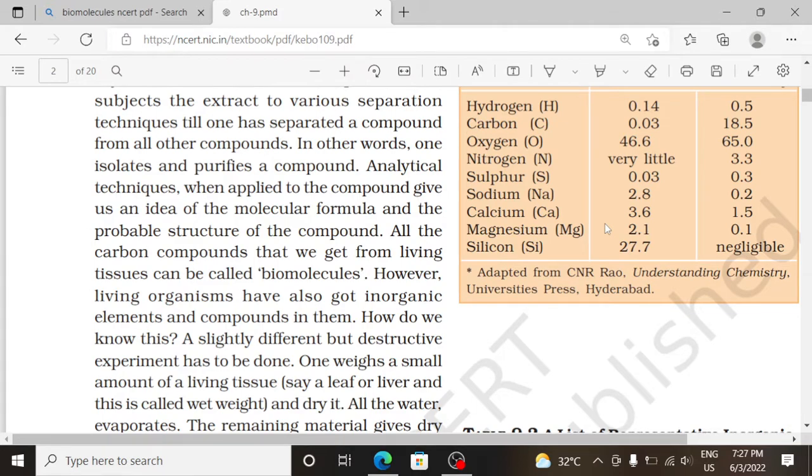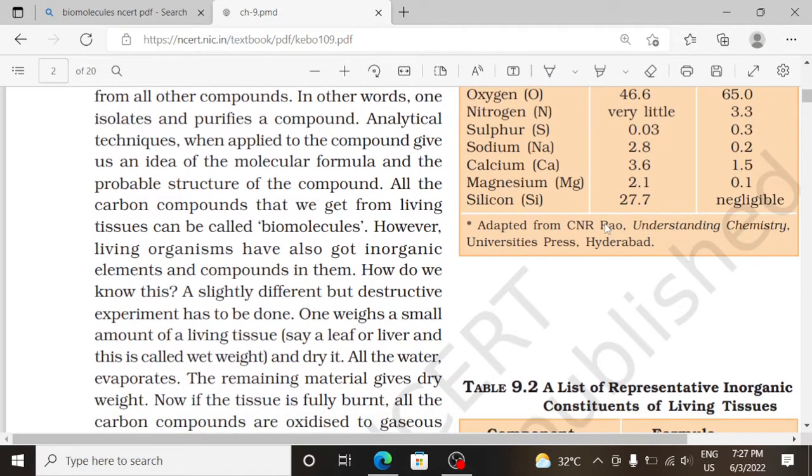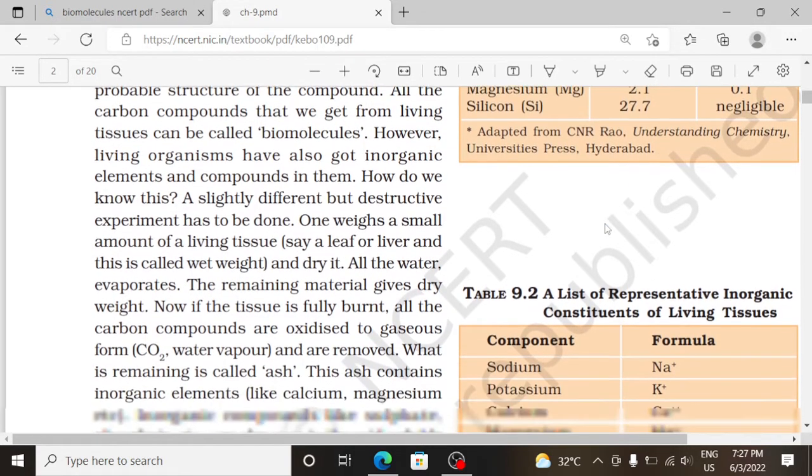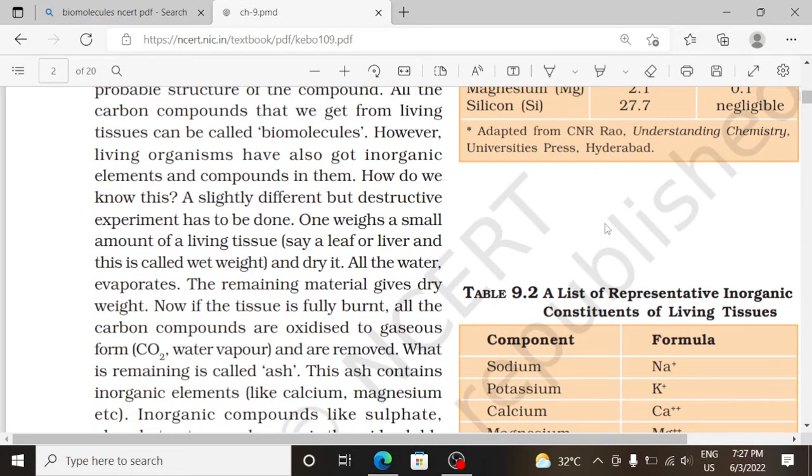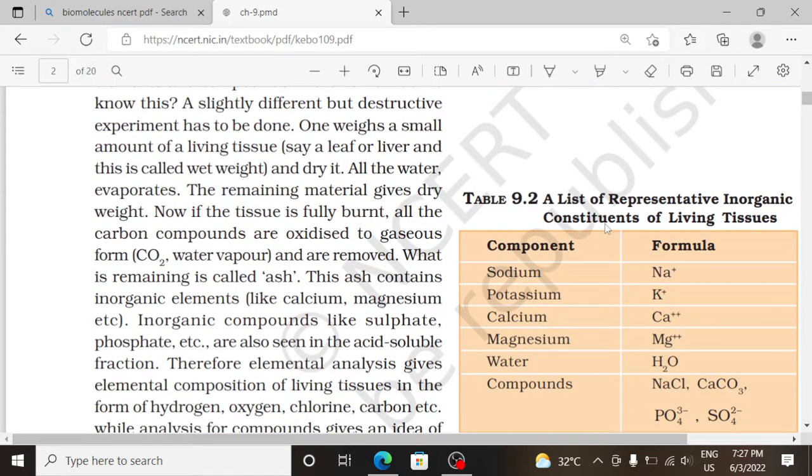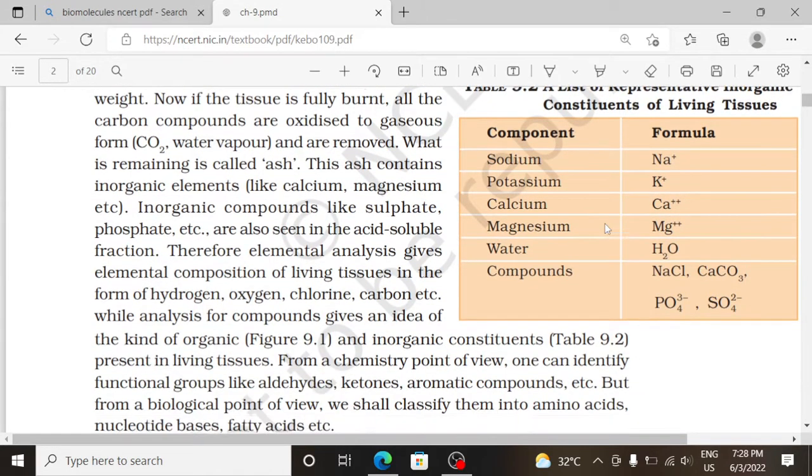However, living organisms have also got inorganic elements and compounds in them. How do we know this? A slightly different but destructive experiment has to be done. One weighs a small amount of a living tissue, say a leaf or liver, and this is called wet weight, and dries it. All the water evaporates. The remaining material gives dry weight. Now if the tissue is fully burnt, all the carbon compounds are oxidized to gaseous form, that is CO2, and water vapor, and are removed.